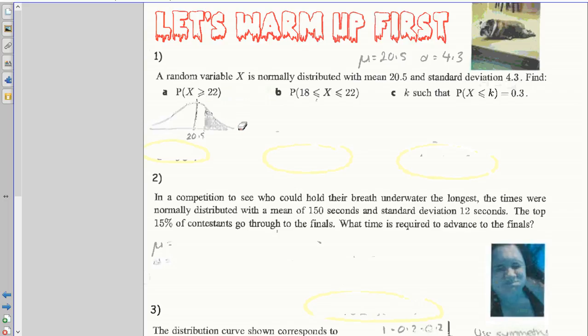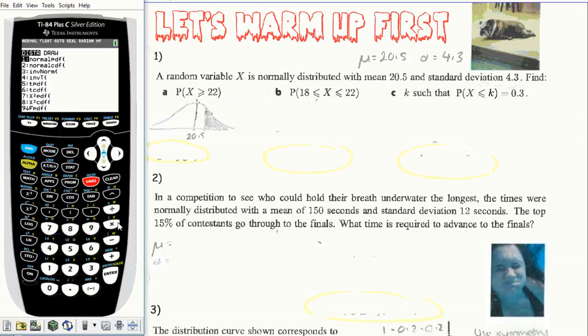Select normal CDF because they want us to find the area. Remember, we have to put in the lower and upper boundary. Clearly the lower boundary is 22, so that's easy enough. Enter lower boundary 22. Upper boundary is positive infinity. Can you remember what we put in for positive infinity? Have a think. That's right, it's 1E99, so 1 times 10 to the power of 99.